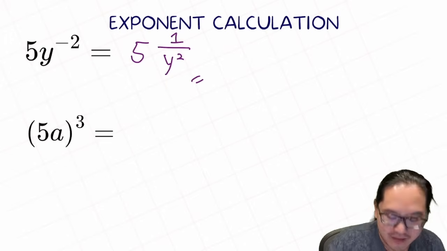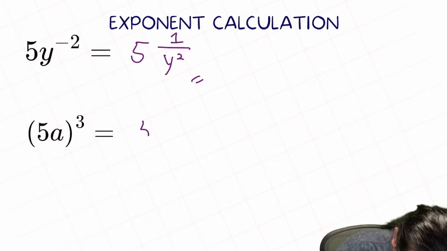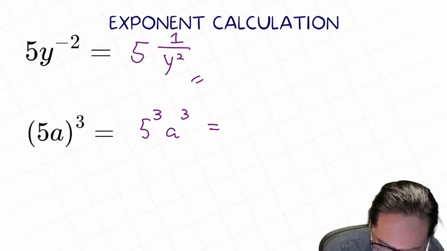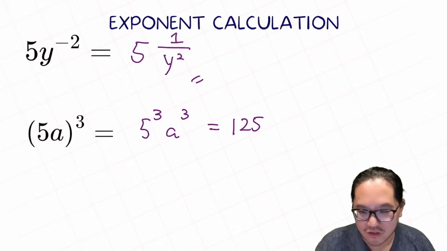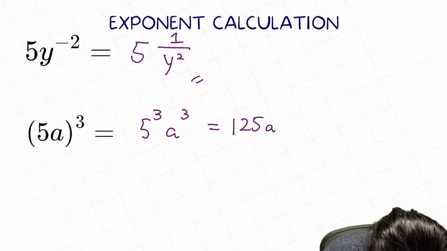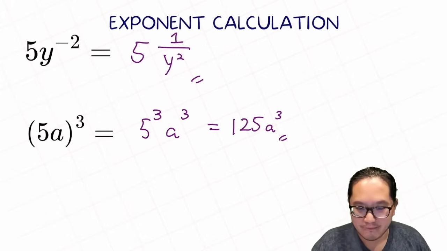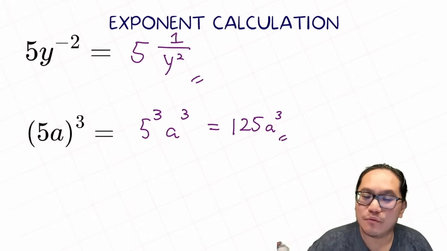The next one, parenthesis 5a close parenthesis with a power of 3. What does that mean? It means 5 to the power of 3 and a to the power of 3, right? And we know that 5 to the power of 3 is equal to 125. It's just 5 times 5 times 5, 3 times, and a to the power of 3. And that will be the answer that they are looking for. Super easy, right? Once you know the rule, all these steps make sense. All these numbers make sense.